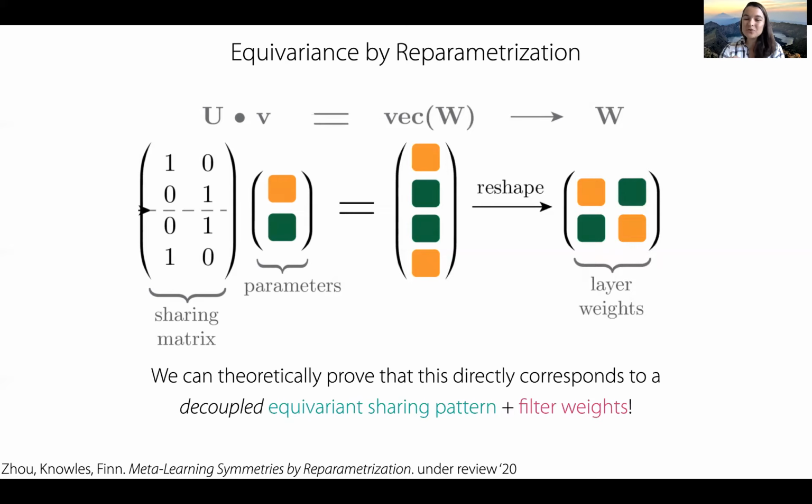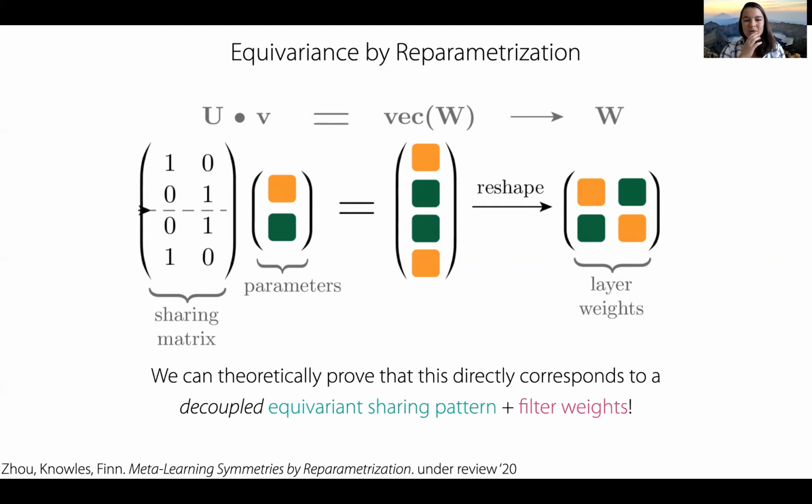We can theoretically prove that this decomposition into a sharing matrix and underlying parameters directly corresponds to a decoupled equivariant sharing pattern and filter weights. The way that we prove this is using formalisms from group convolutions. Group convolutions are a generalization of the convolutions that we use in convolutional neural networks, generalizing not only to translational equivariance but to many other forms of group equivariances as well, essentially for any closed finite group.